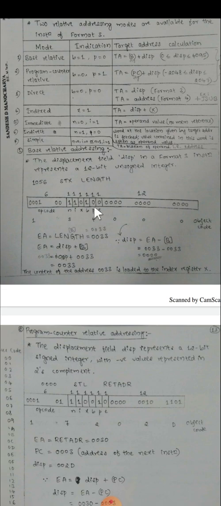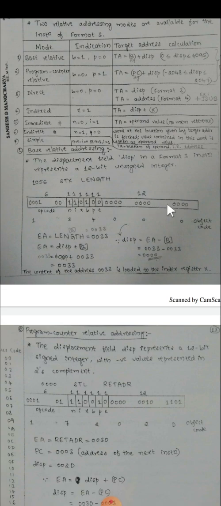Next, the E value is 0. Why is the E value 0? The E flag bit indicates which format we are using for this instruction. If we are using format number 3 for this instruction, then the E value will be 0. If we are using format number 4 for any instruction, at that time we have to use the E value as 1. Okay, this is how we fill the values of these flag bits NIXBPE.